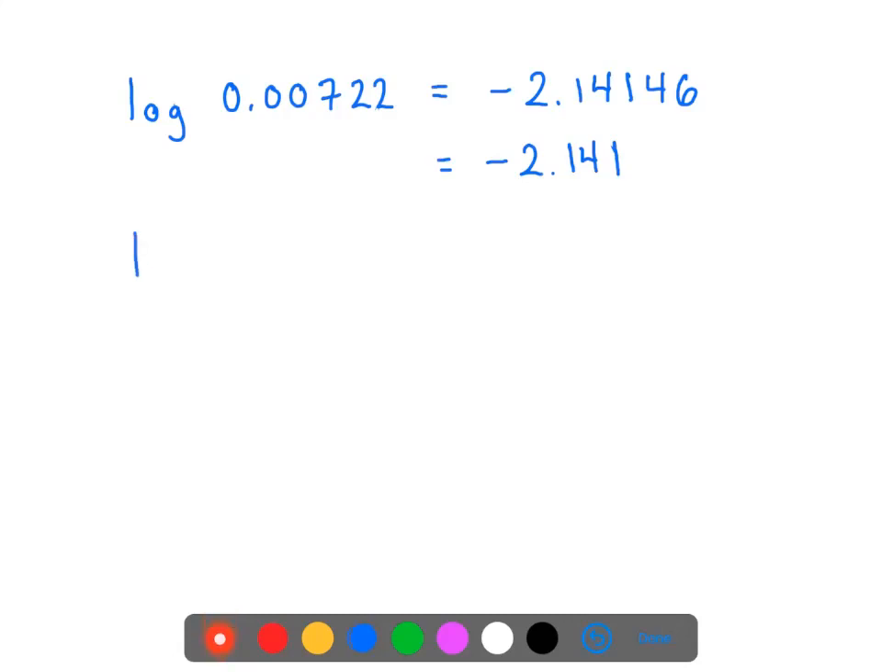So for example, if we take the natural log of 0.0056, our calculator may show minus 5.1850. And again, there are 2 sig figs in the number, and so we'll show 2 decimal places in our final result. So this would be equal to minus 5.18.